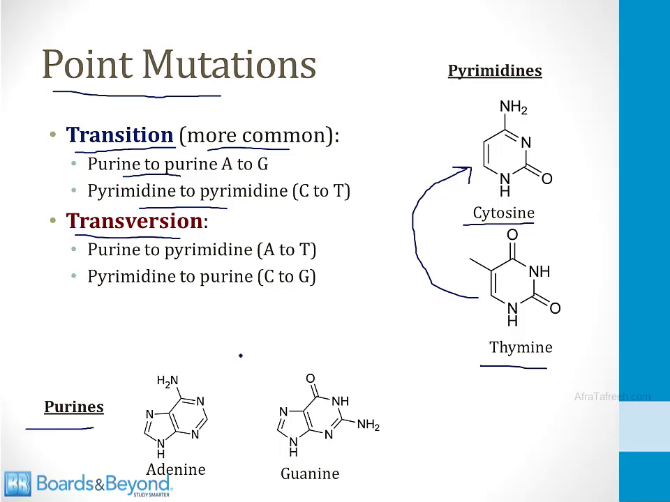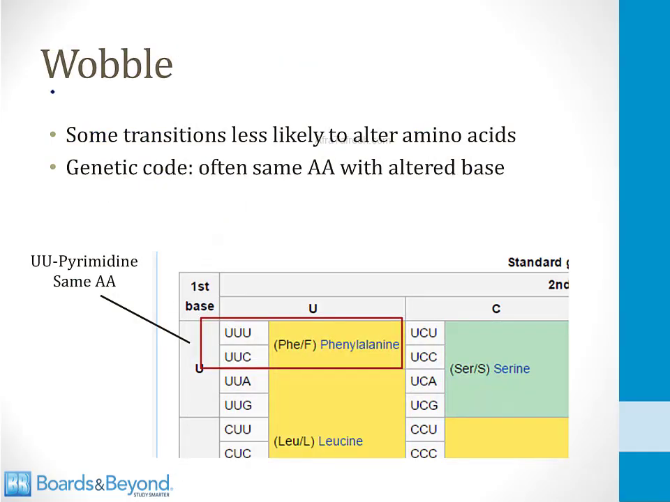Less common is a transversion, where a purine is swapped with a pyrimidine or a pyrimidine with a purine. This is less common because of the different sizes of the bases. Because of a phenomenon in our genetic code called wobble, some transition point mutations are less likely to alter amino acids in the resulting protein.